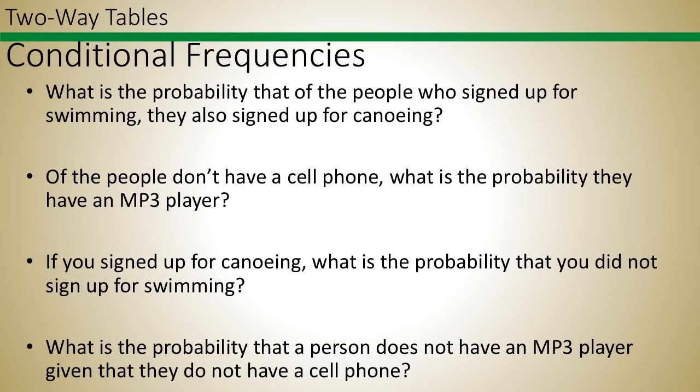So conditional frequency. If we look back at that table on the previous slide, what is the probability that, of the people who signed up for swimming, they also signed up for canoeing? This means that we are only looking at the people who signed up for swimming. Of those people who signed up for swimming, how many of them signed up for canoeing? That would be 28 over 71. Let's just leave that as a fraction.